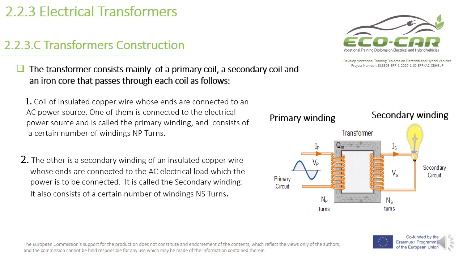The second coil is the secondary winding. This is the secondary winding of insulated copper wire whose two ends are connected to the AC load to which the power is to be delivered. It also consists of a certain number of winding turns, NS. So we have NP for the primary, and NS for the secondary: how many turns on the input primary, and how many turns on the output of the secondary coil.